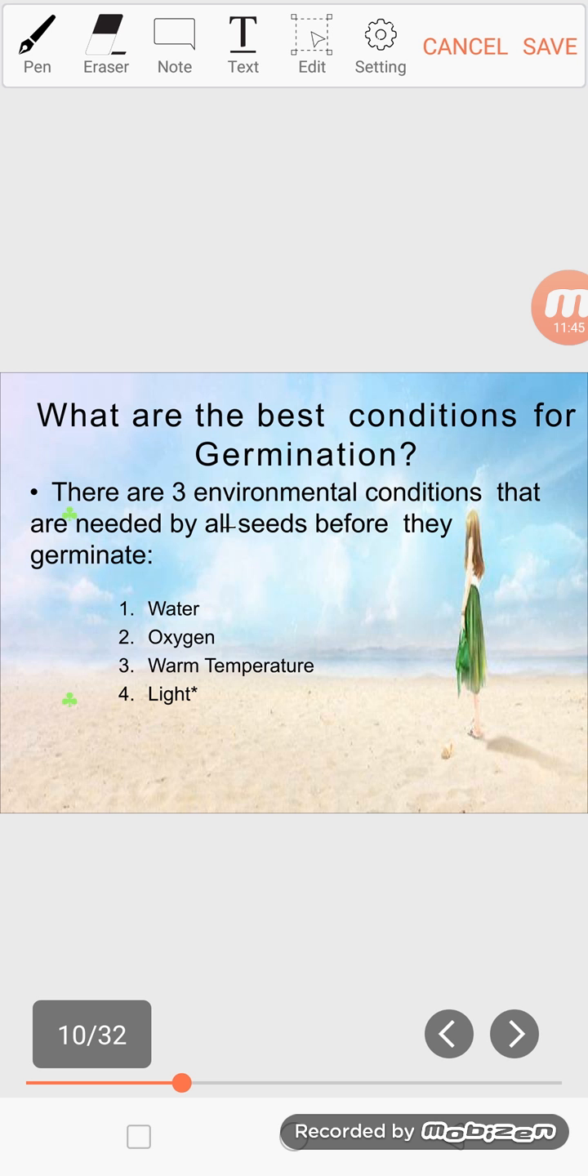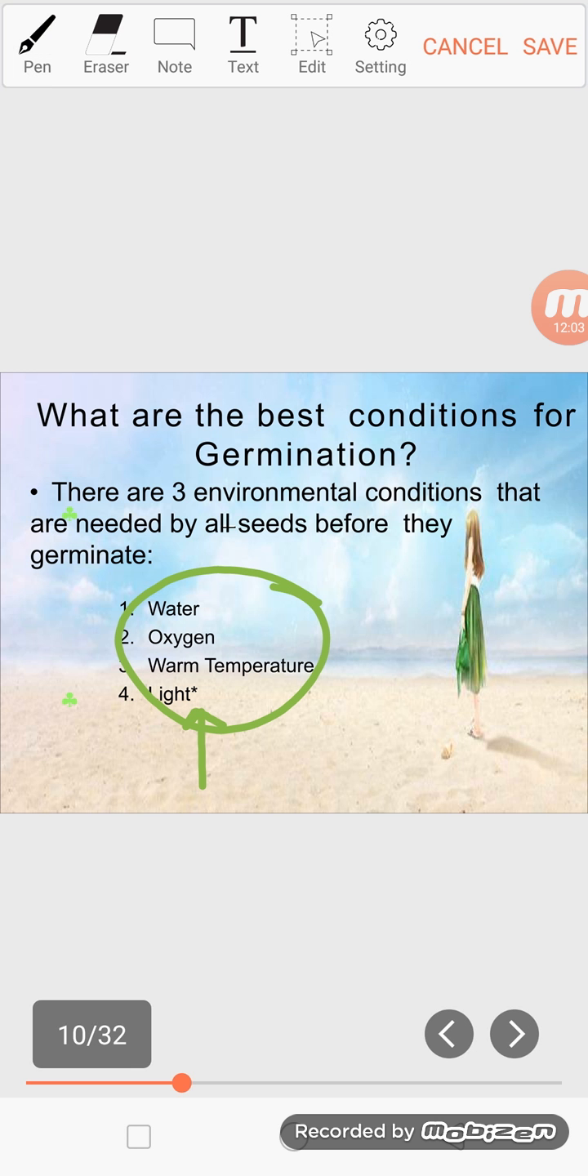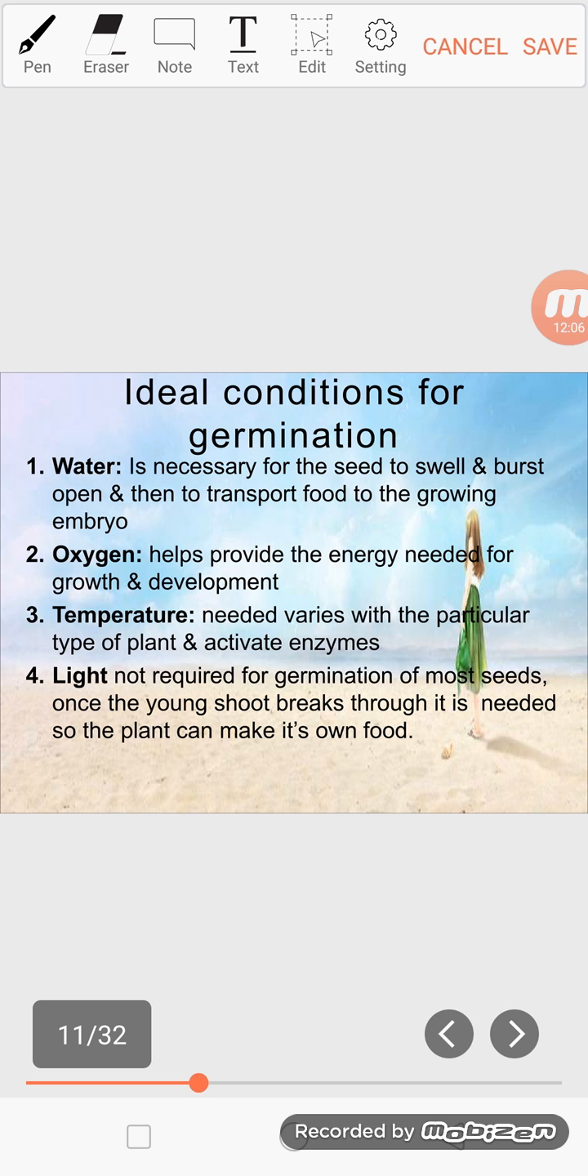Alright, so what are the best conditions for germination? Alright, so 3 environmental conditions. Okay, what is important is this: water, oxygen, warm temperature and also light. But look at this, light has an asterisk. Why? We will see in the next one. Okay, so water, why is it needed? For germination, for the seeds to swell and burst open, and also to transport the food to the growing embryo. So that's the water.